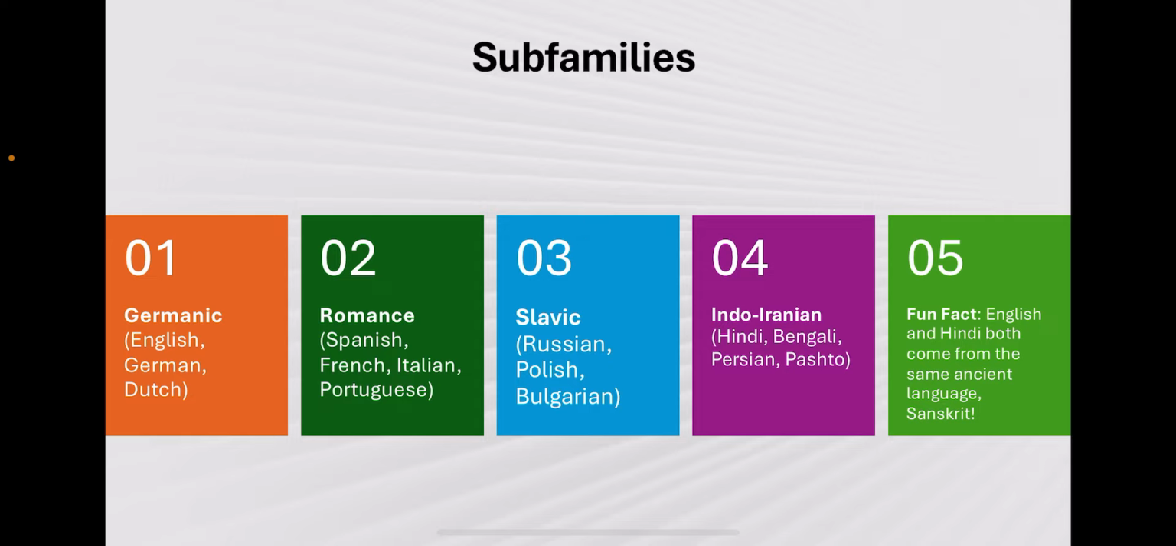Now, subfamilies of this Indo-European language family include Germanic, where we have English, German, and Dutch. We have Romance, where we find Spanish, French, Italian, and Portuguese. We have Slavic, like Russian, Polish, and Bulgarian. We have Indo-Iranian, like Hindi, Bengali, Persian, and Pashto. And we have a fun fact: English and Hindi both come from the same ancient language, like Sanskrit, right?